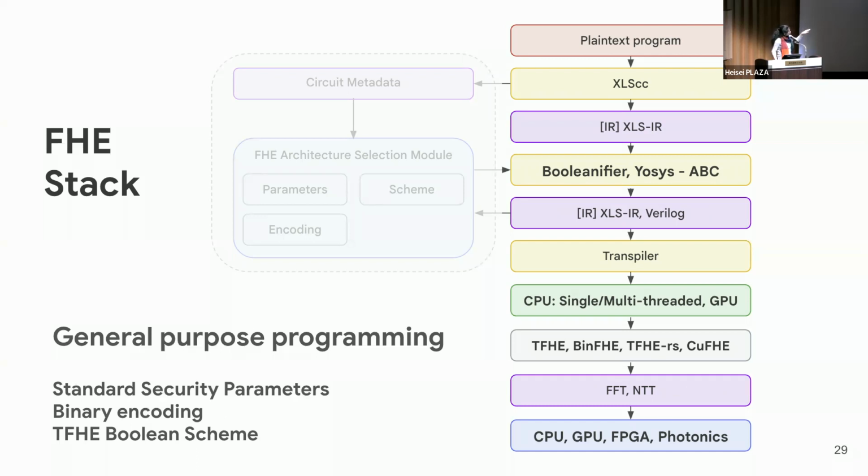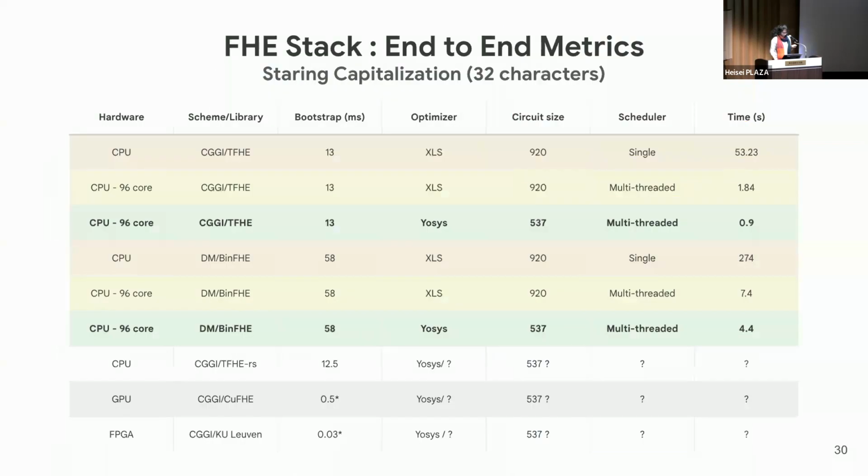Now, all of these crypto systems support gate bootstrapping. There's TFHE that we began with. There's BinFHE from OpenFHE, TFHE Rust from Zama Concrete, and there's cuFHE. And some of these libraries are integrated with some of these hardware, CPUs, GPUs, FPGA, and believe it or not, photonics. There's a company called Optalysis, which is doing photonics for FHE. And this is what the FHE stack unlocks.